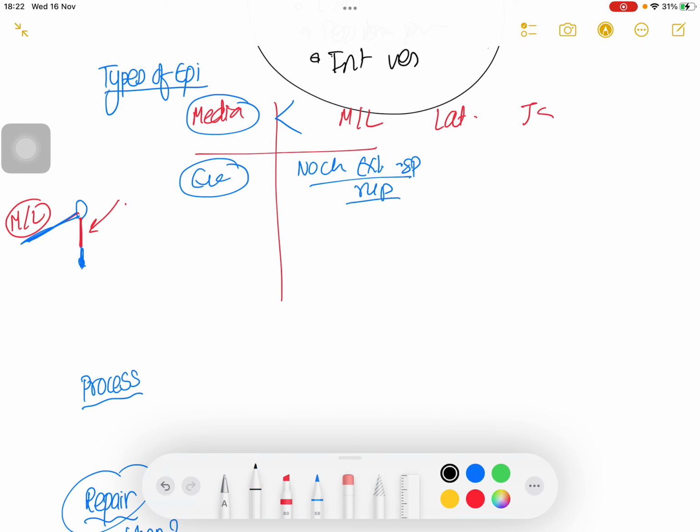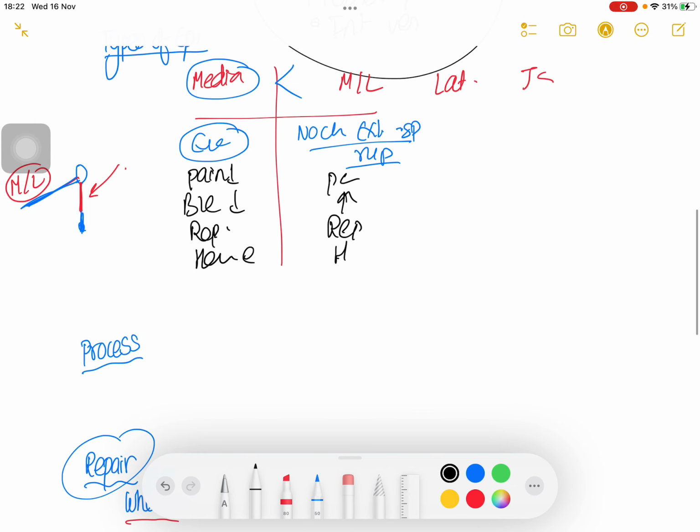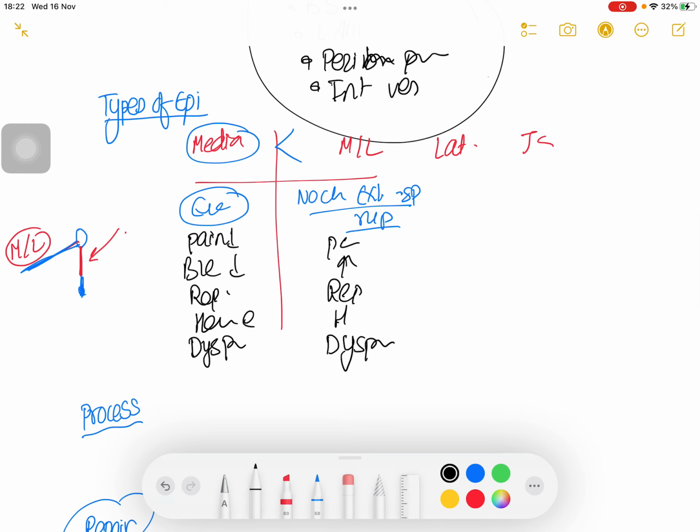But the median has more benefits: pain is less, whereas in mediolateral pain is more; bleeding is less, whereas here there is more bleeding; and repair is easy, whereas in mediolateral the repair is hard. Healing is easy in median, and it takes a long time for healing in mediolateral. Another thing is that in median there is a rare chance of dyspareunia, but in patients who had a mediolateral episiotomy, there can be some percent chance of dyspareunia.